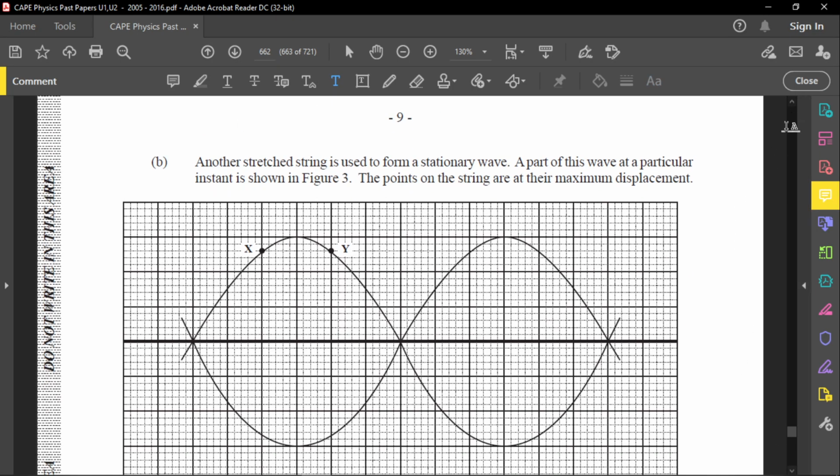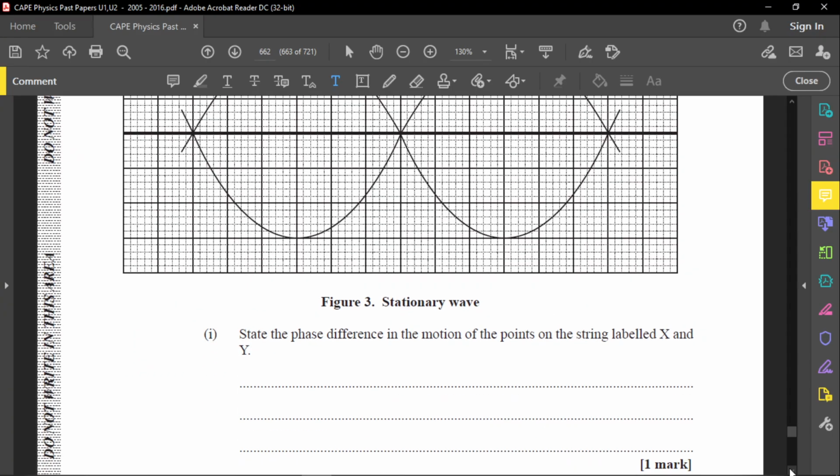All right, and the next part of the question is part B. So part B now reads that another stretched string is used for a stationary wave. A part of this wave at a particular instant is shown in figure 3. The points on the string are at their maximum displacement. All right, so that's very important here to talk about maximum displacement, because I'm going to point out something with that.